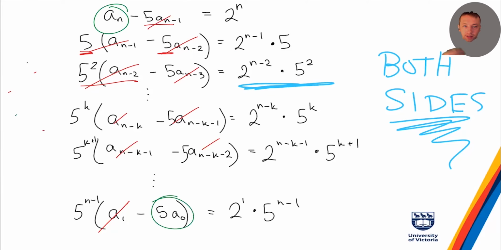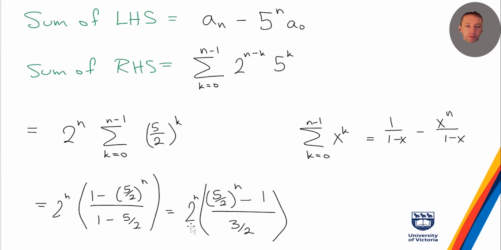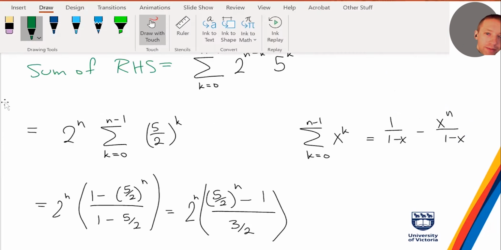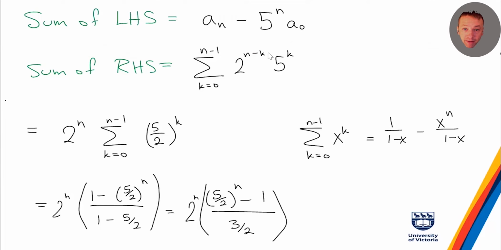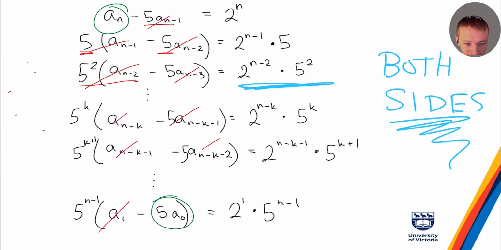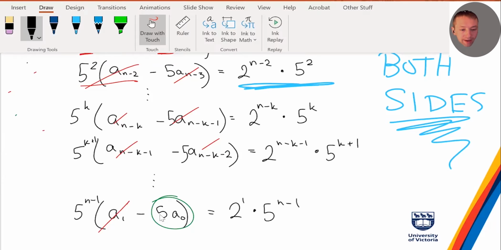Okay, so the left-hand side, I'm doing this one a little bit faster than the last one, but hopefully you're kind of seeing the pattern. So the left side is going to be a_n minus 5 to the n a_0, because if you look at it, my coefficient of a_0 is going to be 5 times 5 to the n minus 1, so it's 5 to the n.